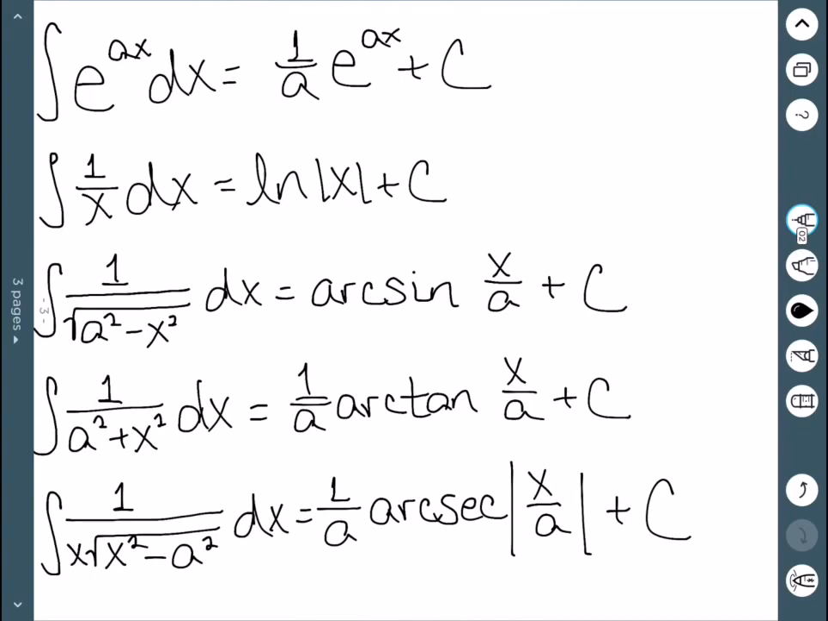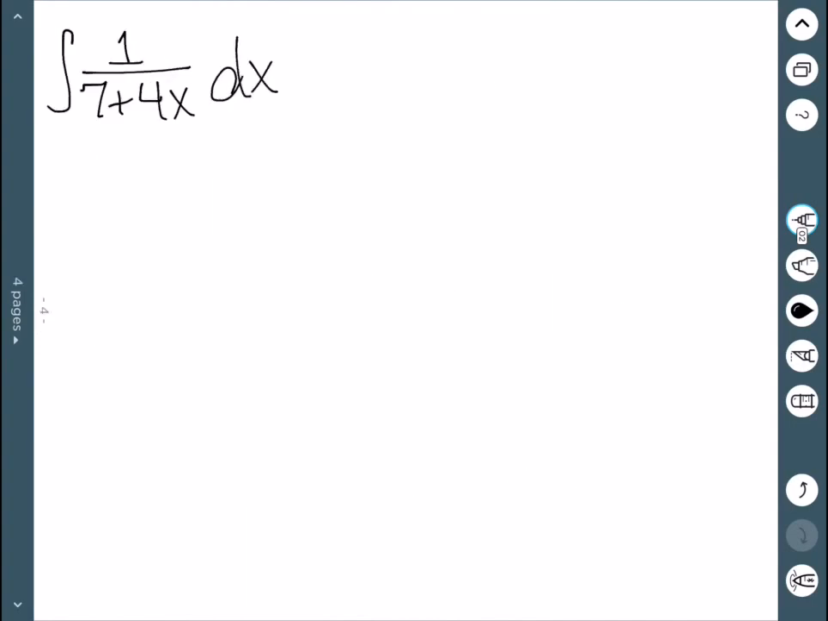And now we'll use these along with some operations that we have already talked about or some algebra to look at integrating other things. Here we have the integral of 1 over 7 plus 4x dx. One of the things we've already looked at is u substitution, which is exactly what I want to do here. I'm going to let u be equal to 7 plus 4x. So du would be equal to 4 dx.